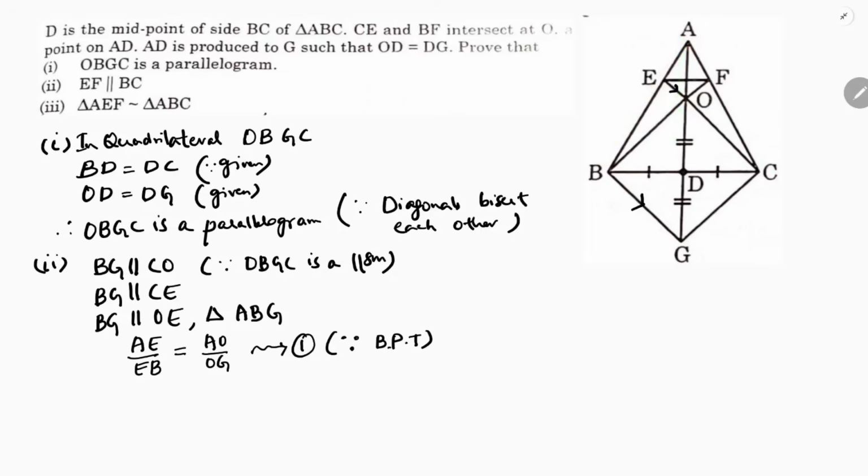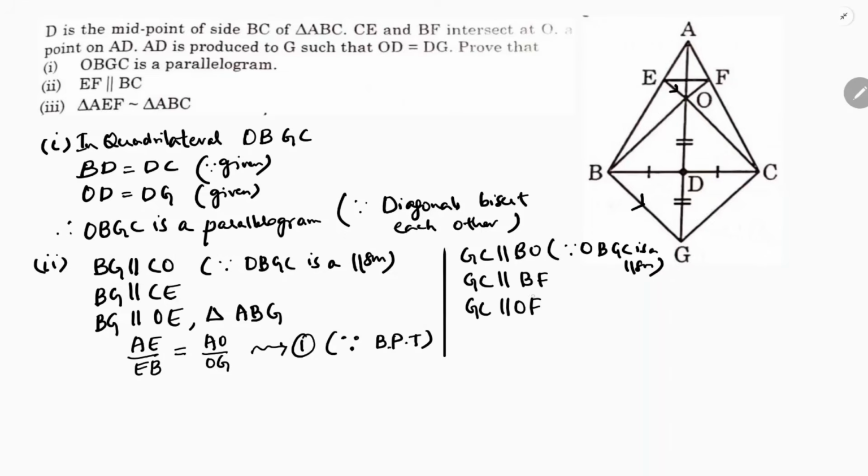Now in the same way, for the other side: GC is parallel to BO because OBGC is a parallelogram. Now GC is parallel to BF, but I'll write GC is parallel to OF, and I'll take a triangle here. OF and GC, these two are parallel, and I'll take triangle AGC, or ACG.